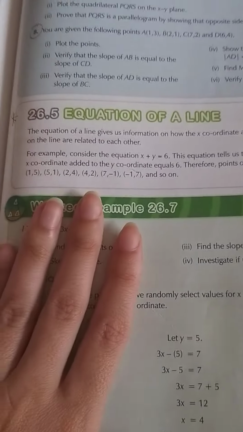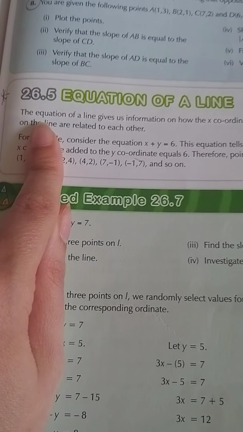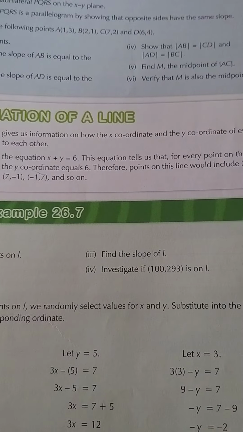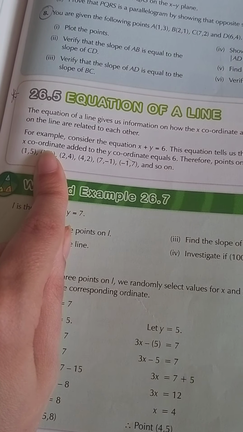Okay, so today we're going to look at the equation of a line. The equation of a line, so that's on page 445. So if we read it here, the equation of a line gives us information on how the x-coordinate and the y-coordinate of every point on the line are related to each other.